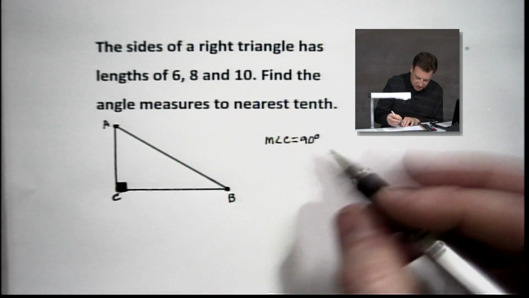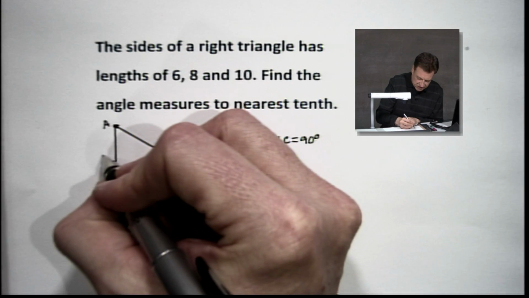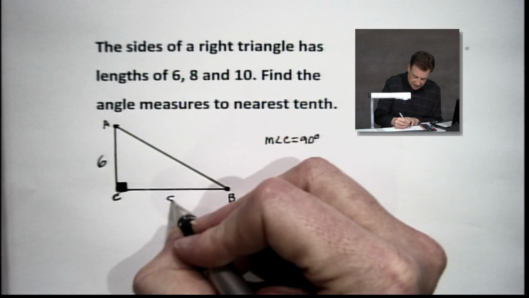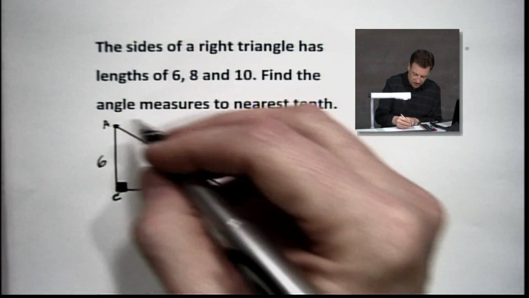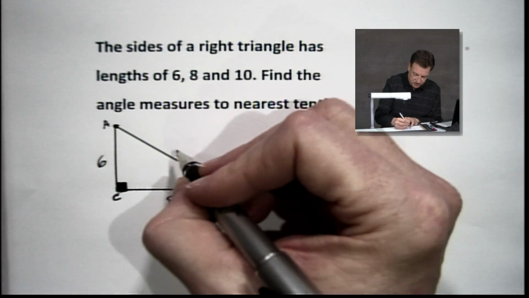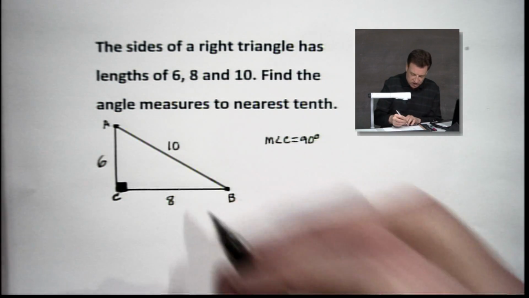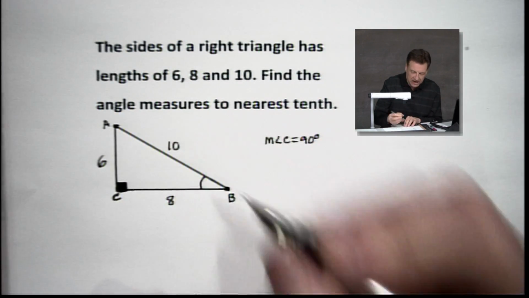So let's put some numbers on this thing. I'm going to put the 6 because it looks smaller there on AC, all right. I'm going to put the 8 down here on BC. And then over here on segment AB, the hypotenuse, always the longest, we're going to put 10. Now the question is, what's going on here?